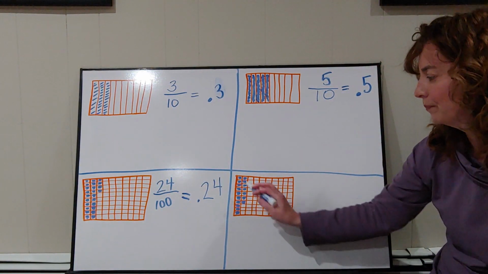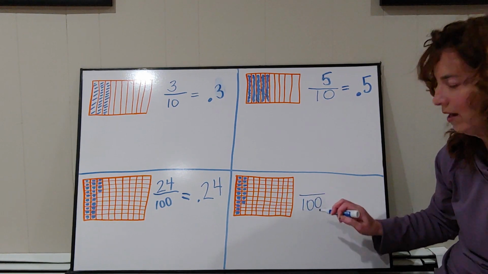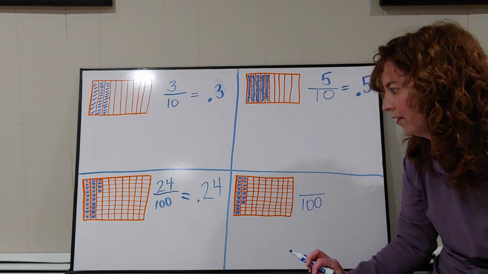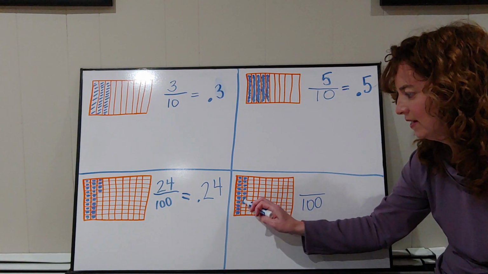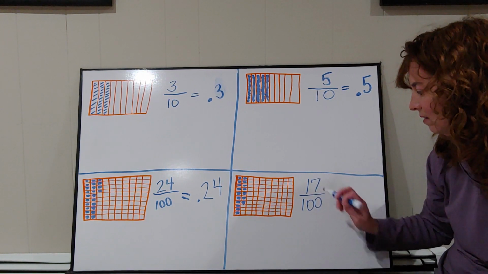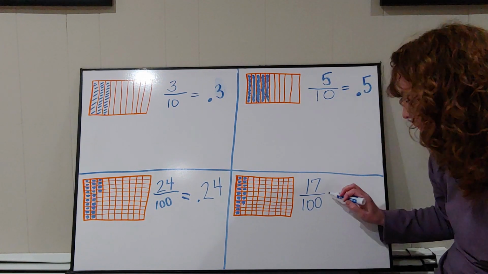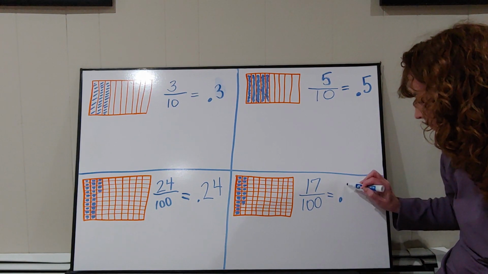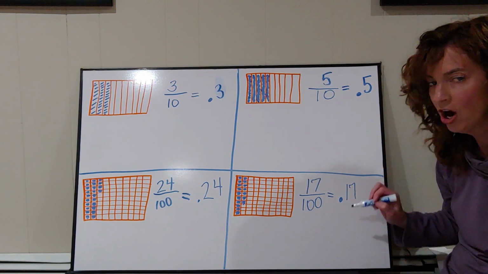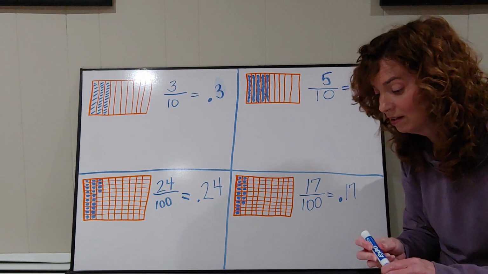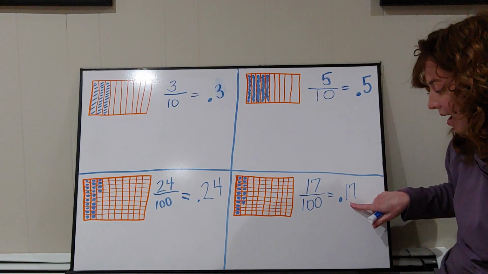And we'll try this one. So we know this is 10. Well, altogether we have 100 underneath. We know that, right? So 100 squares all together. And then we have 10, 11, 12, 13, 14, 15, 16, 17. We have 17 shaded. So 17 hundredths, which would equal decimal point 17. So when we say it, we say 17 hundredths, because there are 100 squares to make up the 100 here.